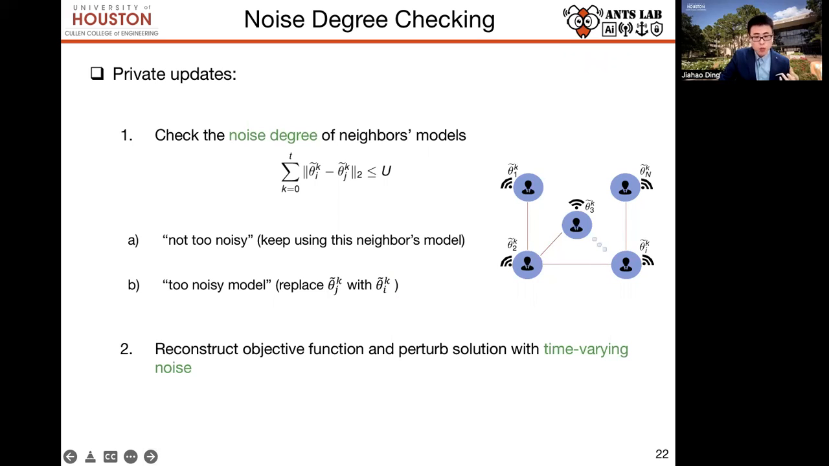So basically, we provide a noise degree checking criterion. We show it in this equation. If it's not too noisy, we just keep using the neighbor's model, and otherwise we will not use this noisy model to do the ADMM updates. Then we will solve the objective function and perturb the updated model with the time-varying noise decay scheme.